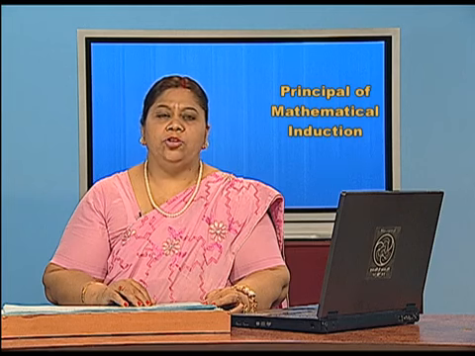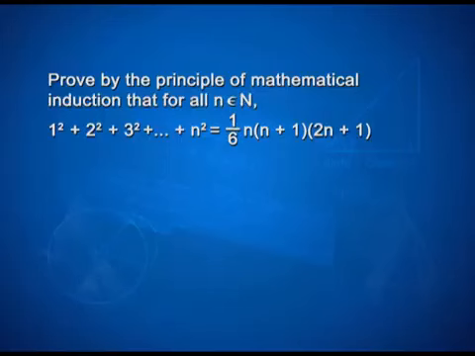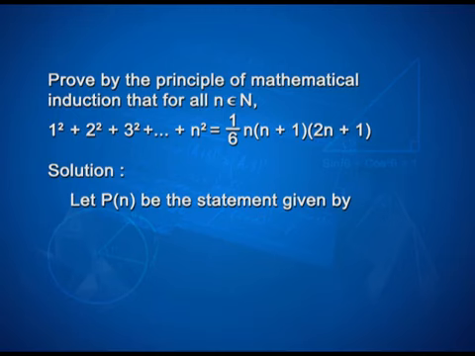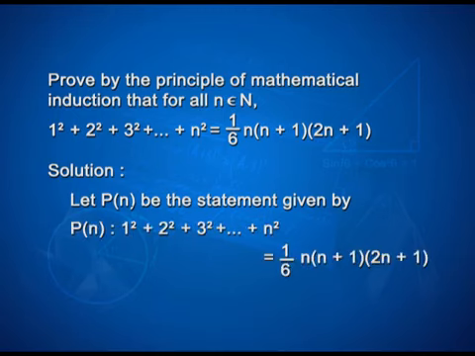Now, let us solve one more question using principle of mathematical induction for all natural numbers. 1 square plus 2 square plus 3 square plus n square is equal to 1 upon 6 n into n plus 1 into 2n plus 1. Let p of n be the statement given by p of n: 1 square plus 2 square plus 3 square plus n square is equal to 1/6 n into n plus 1 into 2n plus 1.